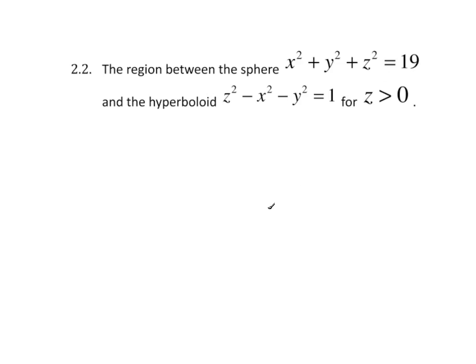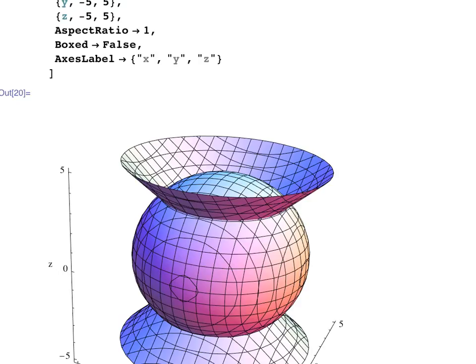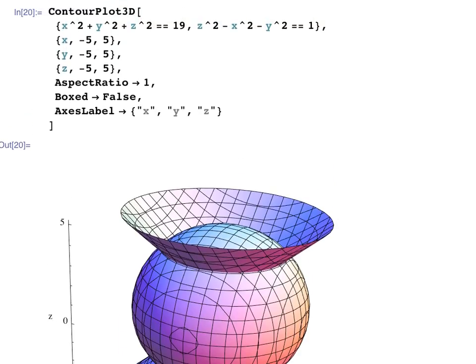We want to find the region between the sphere described by x squared plus y squared plus z squared equals 19 and the hyperboloid described by z squared minus x squared minus y squared equals 1, specifically for z greater than 0, which means we want to be above the xy plane. So we can take a look at this quickly in Mathematica, and that's what it looks like right there. Here's some code if you're interested in the Mathematica code.